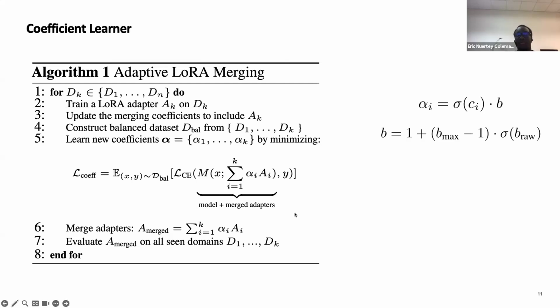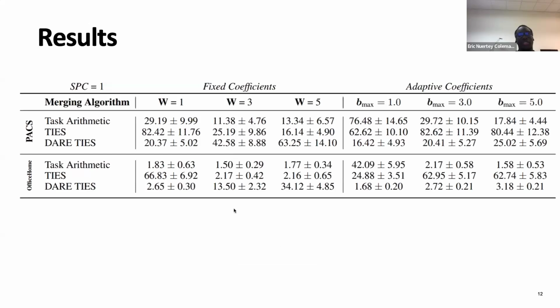So we do this iteratively until it converges, and then we have the coefficients that are ready to be used for the merging process. We tested on a couple of data sets. For example, there's one sample per class, so just one sample per class per domain in our memory buffer.